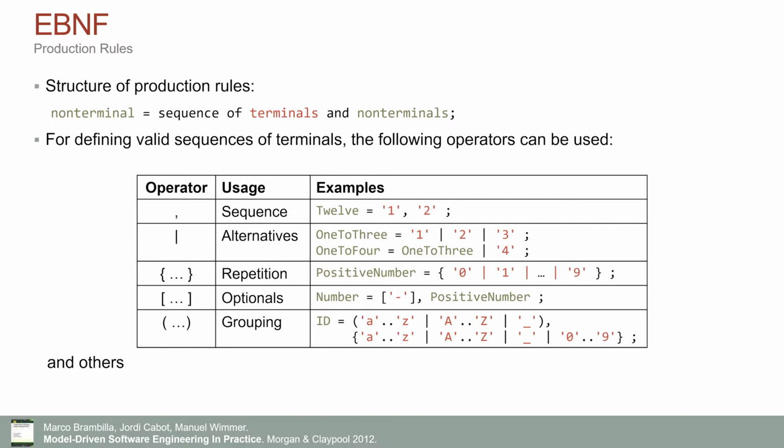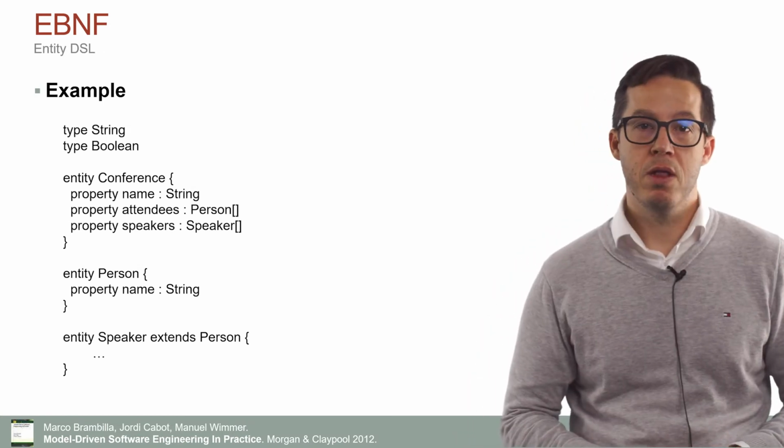So for example, you can define sequences by using a comma. You can define alternatives by using the vertical line. You can define repetition, optionals, and also groupings. And we will see how we use that in an example that follows.